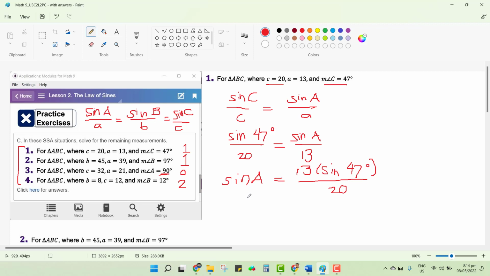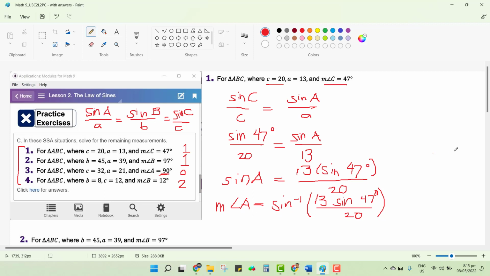This time, we are going to use the inverse of sine, or the arcsine, because we are looking for angle A. And hence, the measurement of angle A is equal to the sine inverse of the value of this expression, 13 times sine 47 degrees, all over 20. So this is how we are going to do it. We are going to use a sine inverse. But where should we locate the sine inverse?